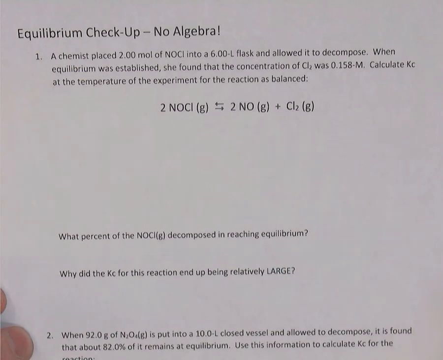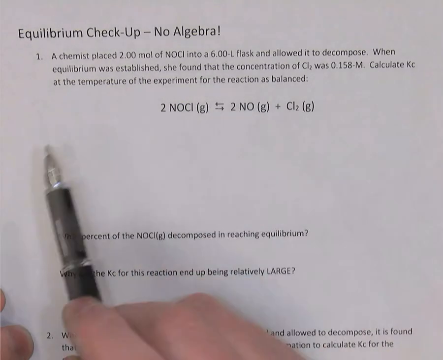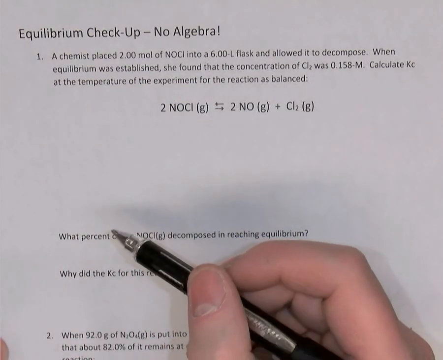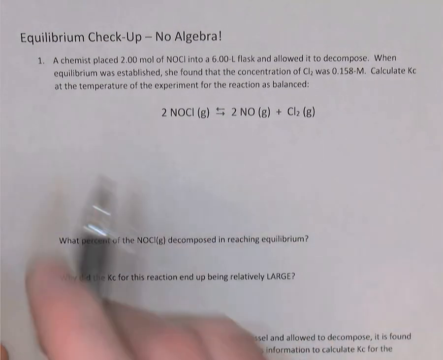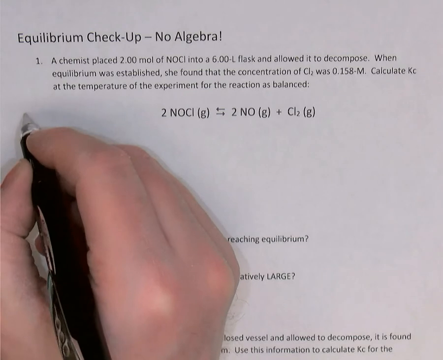So the first one, a chemist placed 2 moles of NaOCl in a 6-liter flask and allowed that to decompose. When equilibrium was established, she found the concentration of chlorine to be 0.158 molarity. Calculate Kc at the temperature of the experiment for this balanced equation. Now when you saw moles and liters, I hope you recognized that we need to use that to find molarity. So it was placed in the flask, so those are the initial concentration numbers.